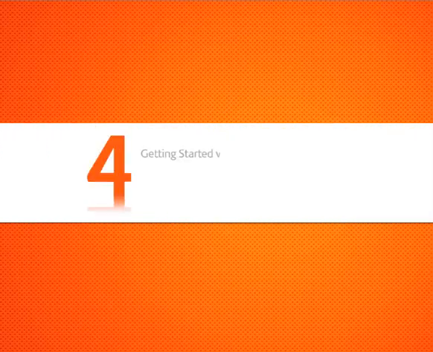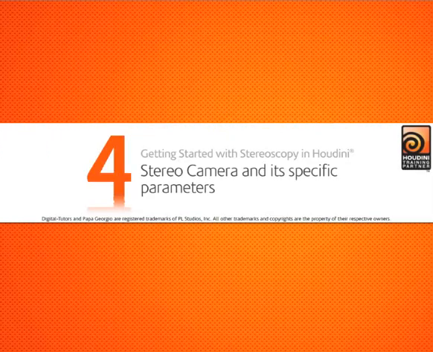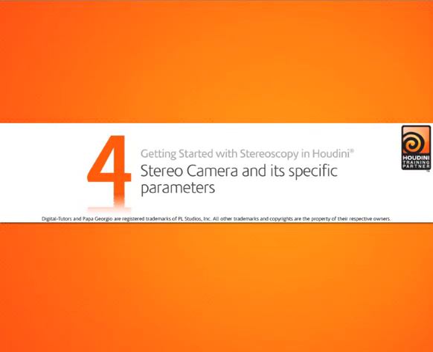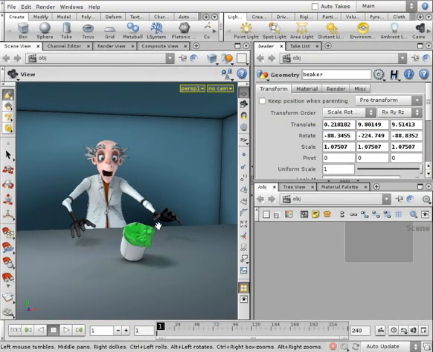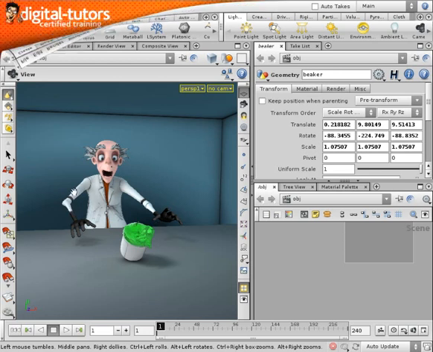In this lesson, we're going to learn how to use the stereo camera rig that comes with Houdini. So to get going, please open up the starting support file, which is called start.hip. And in here, you should see a scientist character tipping over a beaker of liquid.